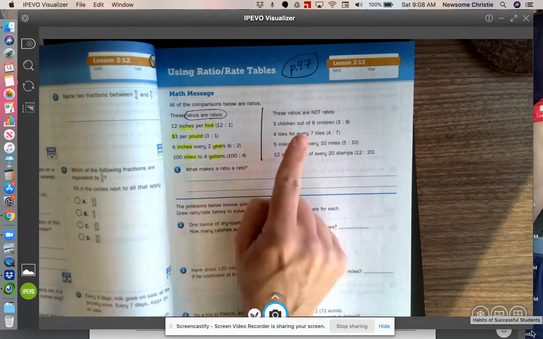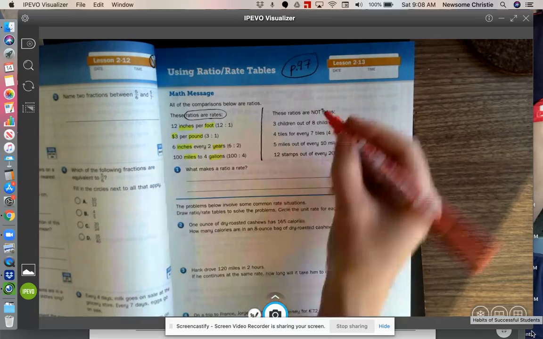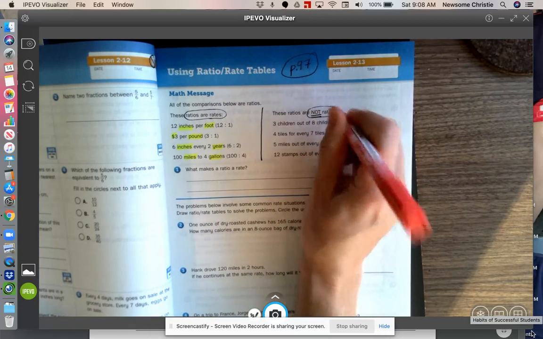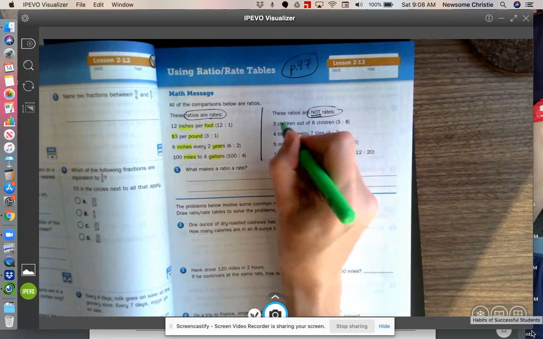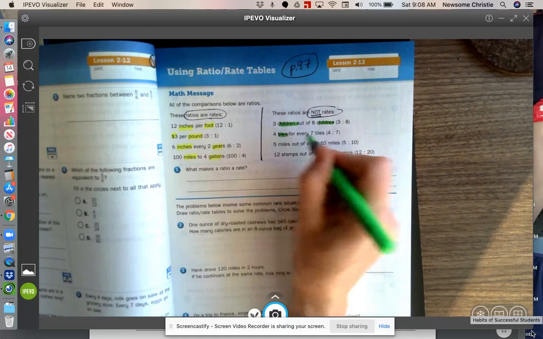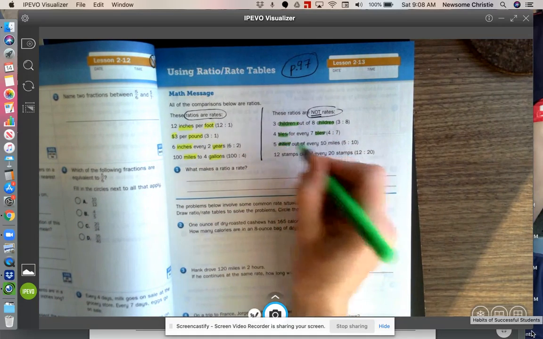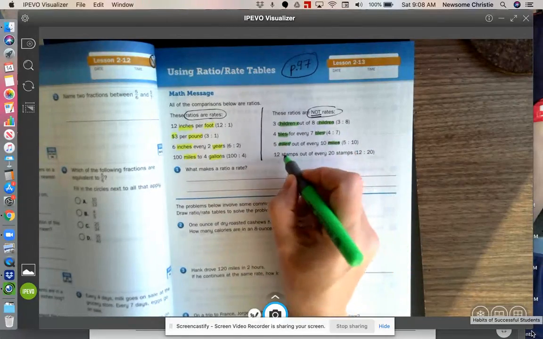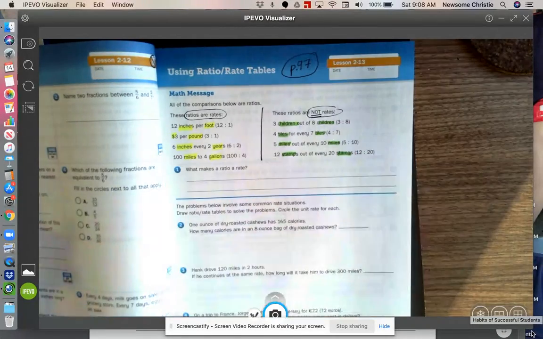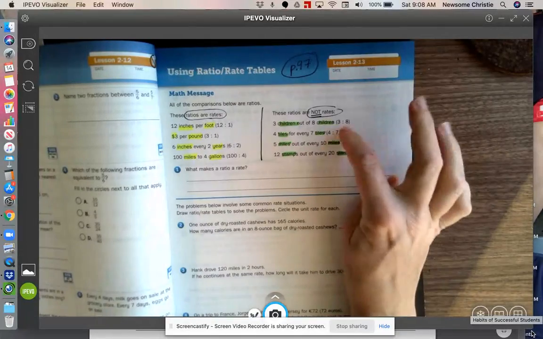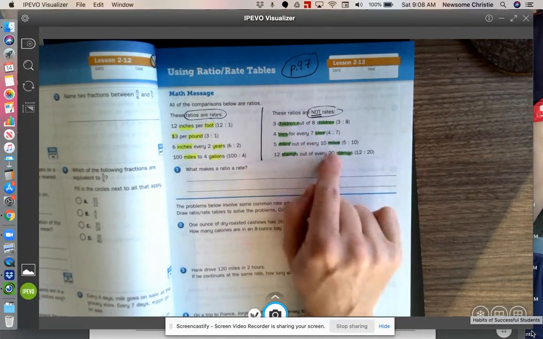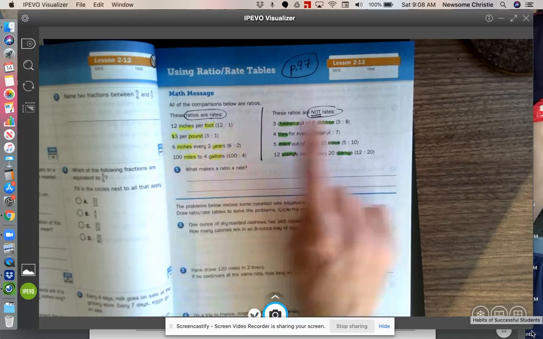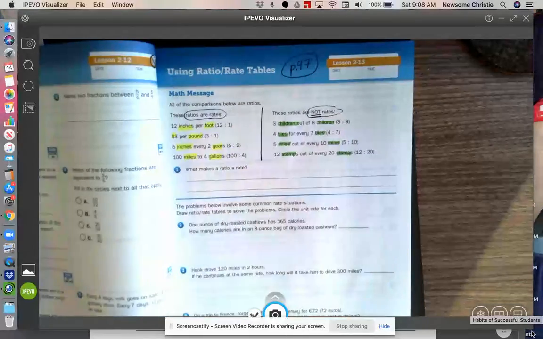Okay? Now on this side, it says these ratios are not rates. They're still ratios, but they're not rates. Now look at how these units go. 3 children out of 8 children. 4 tiles for every 7 tiles. 5 miles out of every 10 miles. 12 stamps out of every 20 stamps. And again, they wrote the ratio, 3 to 8, 4 to 7, and on and on. What do you notice is different about the units of rates versus the units that are not rates?